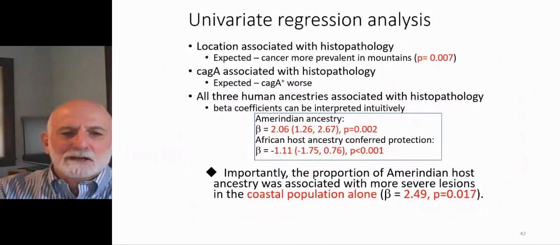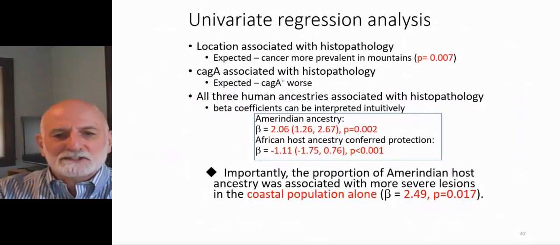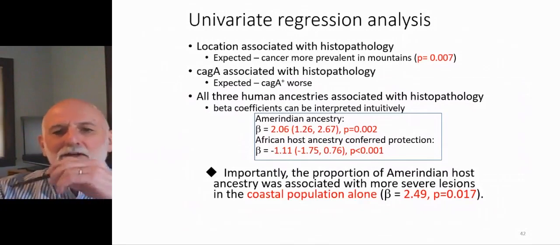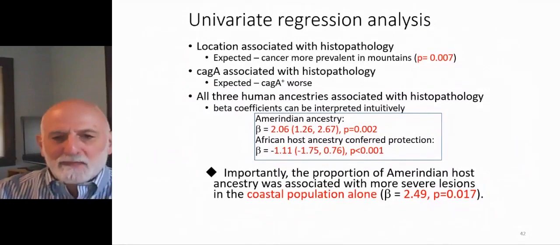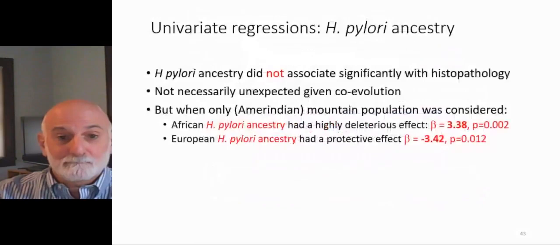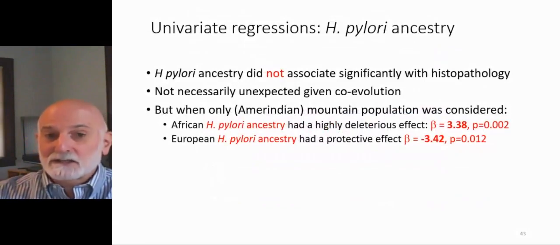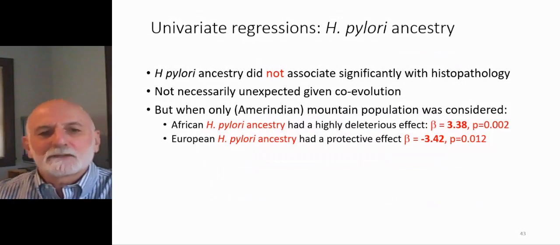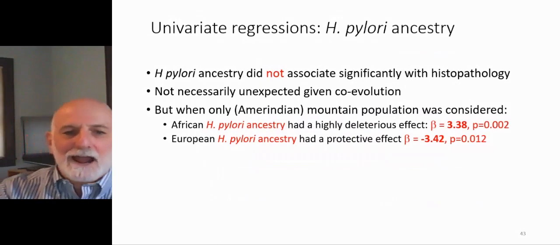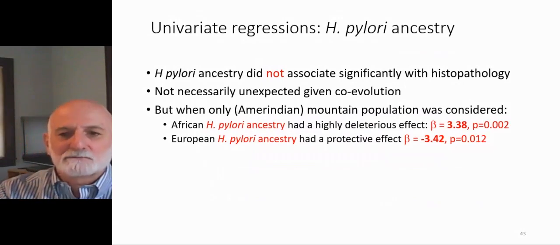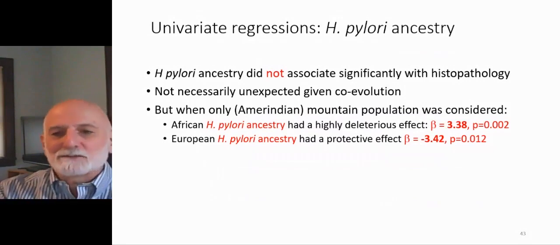In the case of Amerindian ancestry, it had a positive beta, which meant the disease was worse, and African ancestry was less severe. And if you look just at the coast, the proportion of Amerindian ancestry was associated with more severe disease, slightly more than overall in the whole population. And remember that the bugs on the coast were mostly African ancestry. So when we look at it, we found that the H. pylori ancestry in and of itself did not associate with histopathology. And this is not unexpected if there's a coevolution. But when we looked only at the Amerindian population, we saw that the African H. pylori associated with a fairly substantial increase in severity, a decrease in mildness of disease, whereas the European ancestry H. pylori had a milder disease.